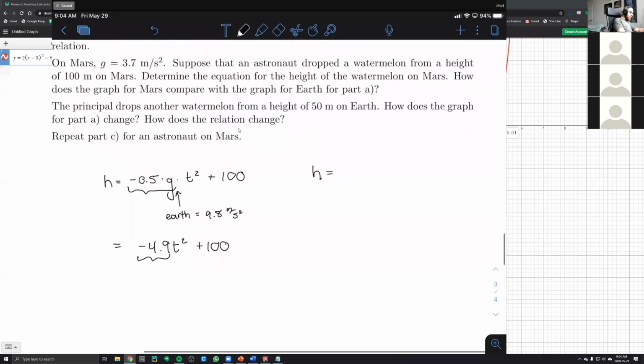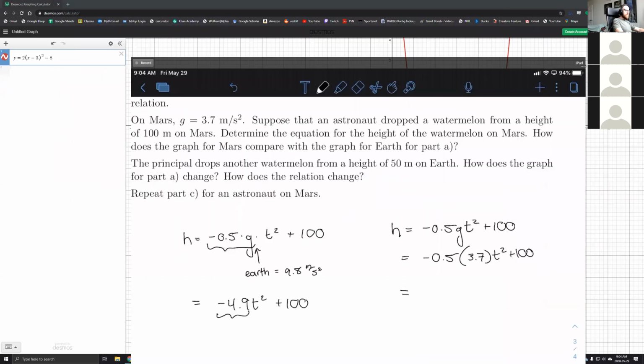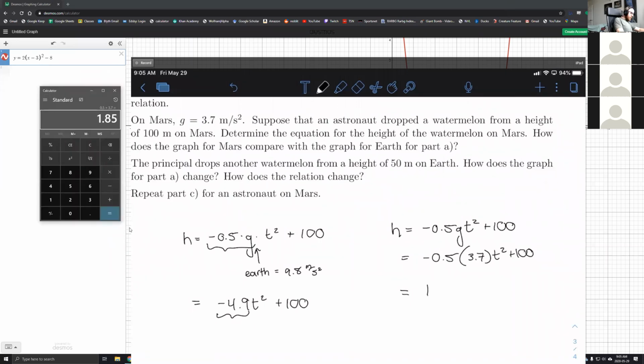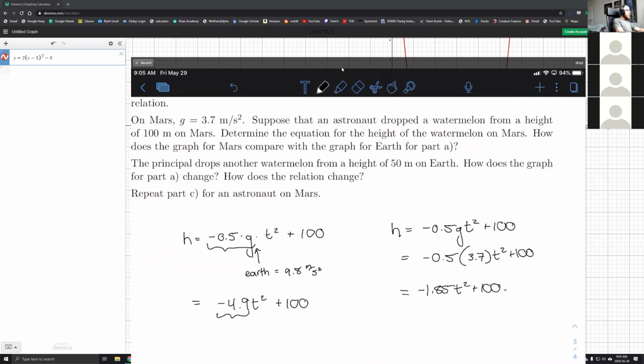So this same expression for Mars, we have -0.5 times g times t squared plus 100. And in this case, our g value is going to be 3.7, which means our expression, what's half of 3.7? 0.5 times 3.7. I should be able to do mental math, but it's Friday and it's early, so I don't even know where my calculator is. There we go. 1.85. So negative 1.85 t squared plus 100. Okay, so there are our two expressions.